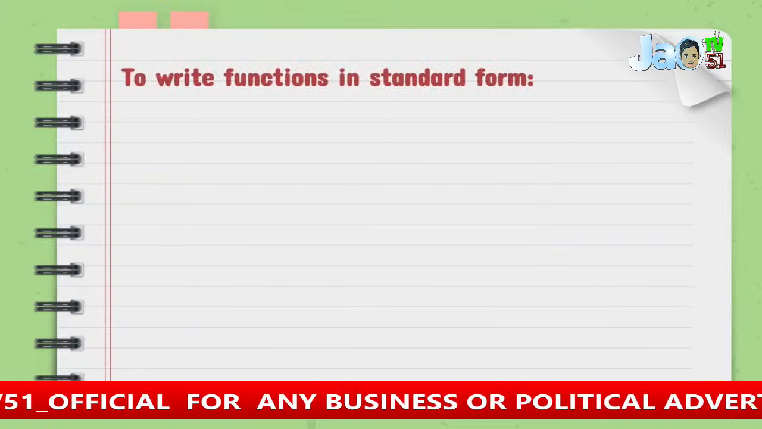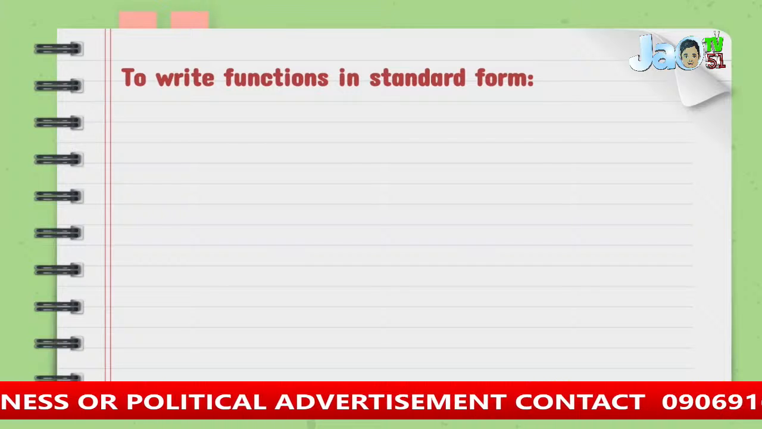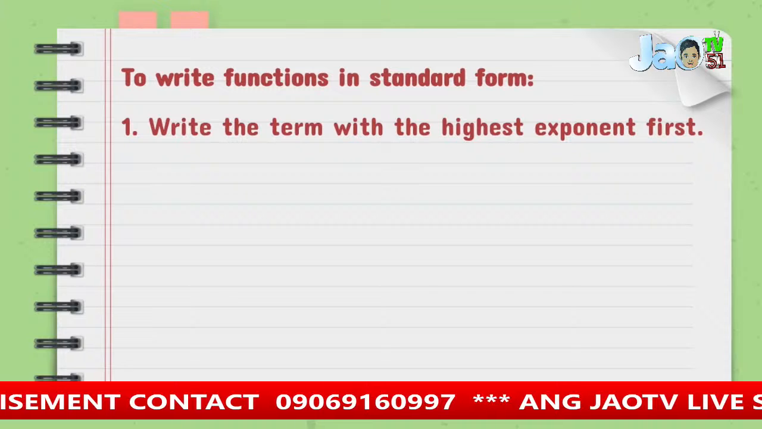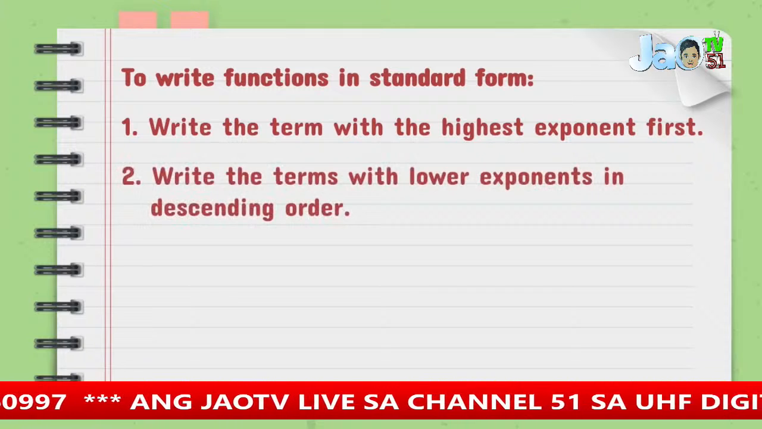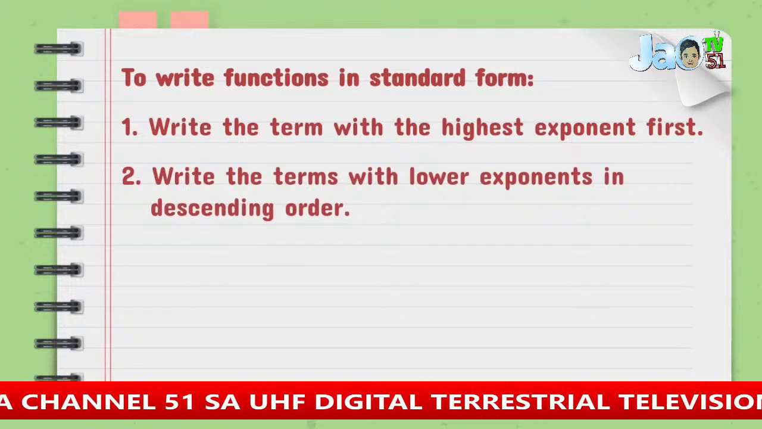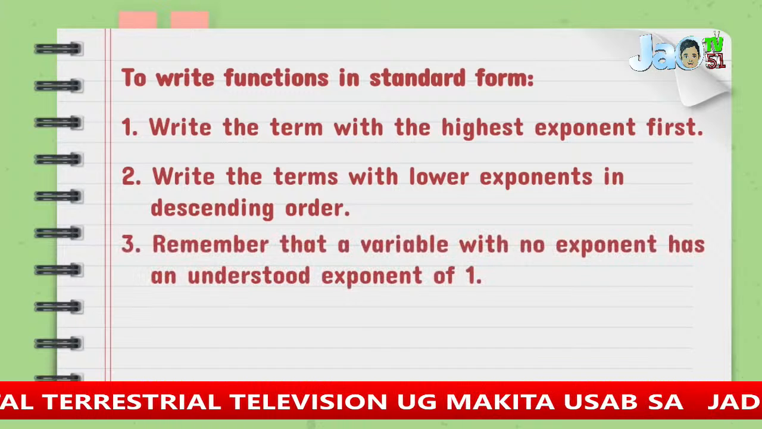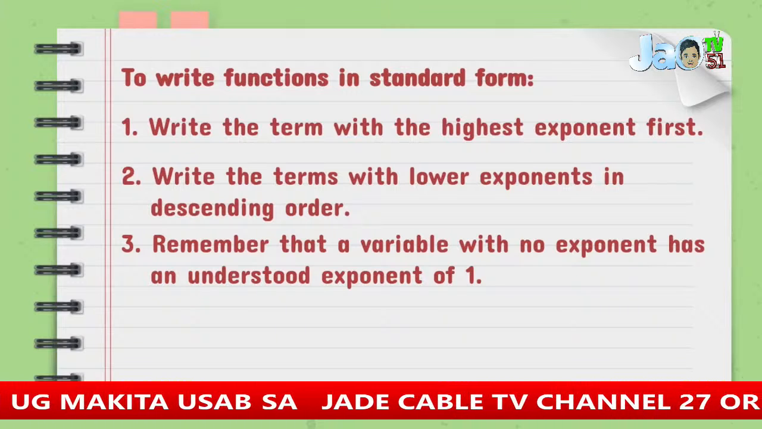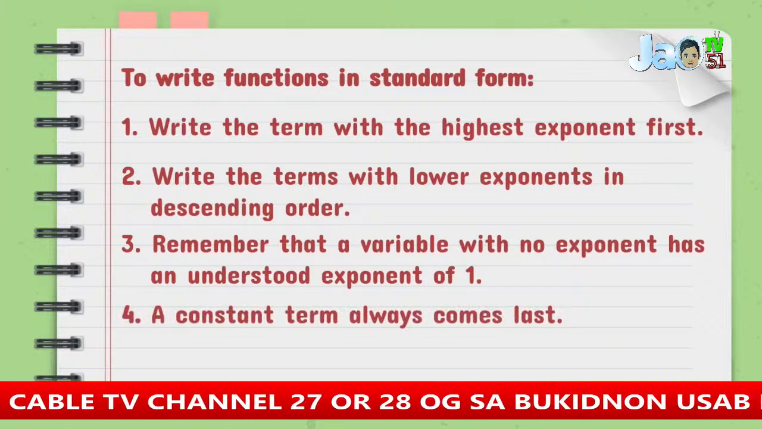To write a function in standard form, remember this. Write the term with the highest exponent first. Write the terms with lower exponents in descending order. Remember that a variable with no exponent has an understood exponent of 1. And lastly, a constant term always comes last.